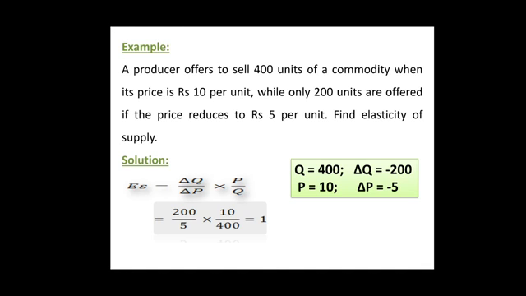We will get del Q divided by del P, that is minus 200 divided by minus 5 into P divided by Q, which is 10 divided by 400. Minus and minus get cancelled, so it will be 200 divided by 5 into 10 divided by 400, which is equal to 1. So elasticity of supply in case of this example is exactly equal to 1. That is, the percentage change in quantity supplied is exactly equal to the percentage change in price. Thank you.